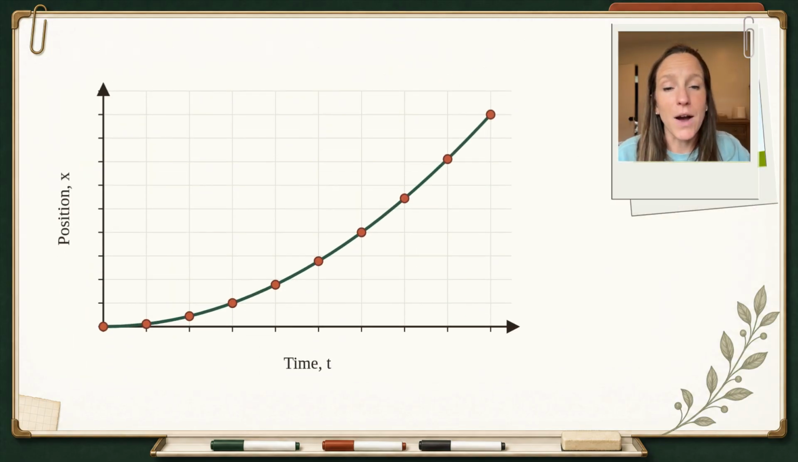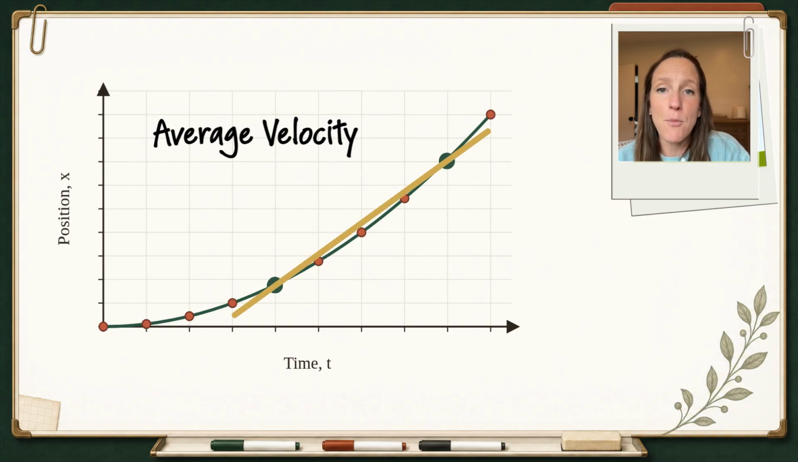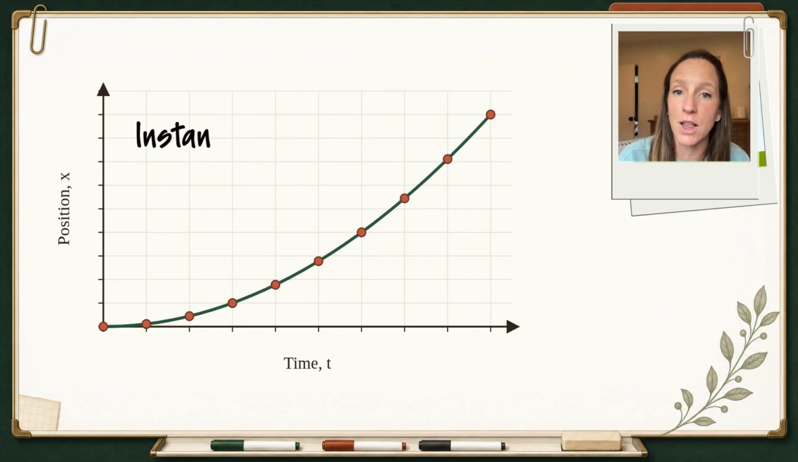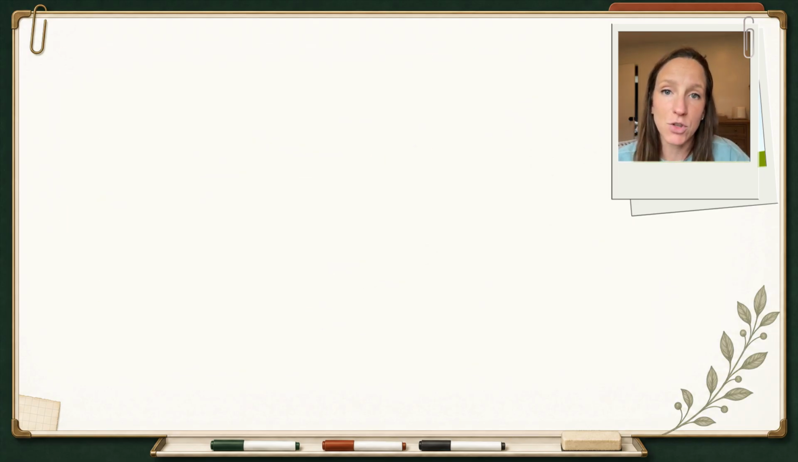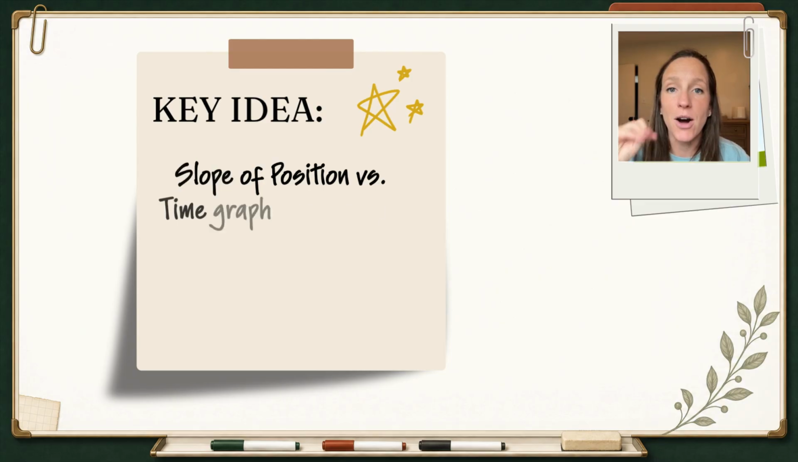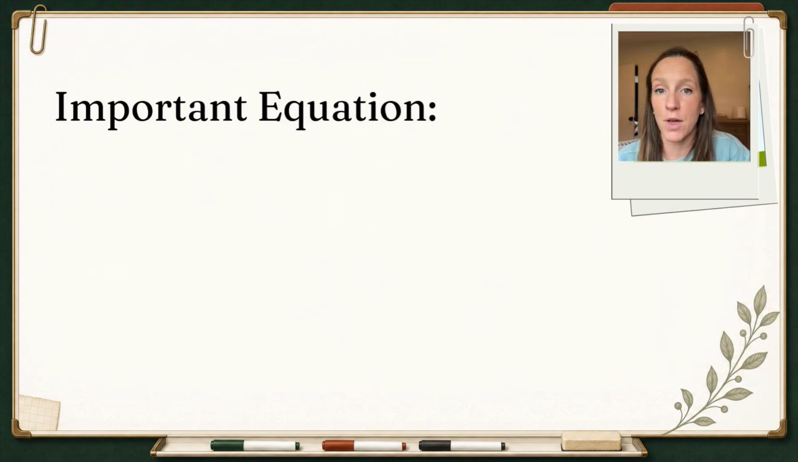Now we can find an average velocity by picking just 2 points off our graph and finding the slope of a line that would go through them. Or we can think more about instantaneous velocity as the slope of a tangent line at a particular moment in time. But it's important to remember in general that the slope on a position versus time graph is the velocity. And here's an equation that we can match up with that idea.